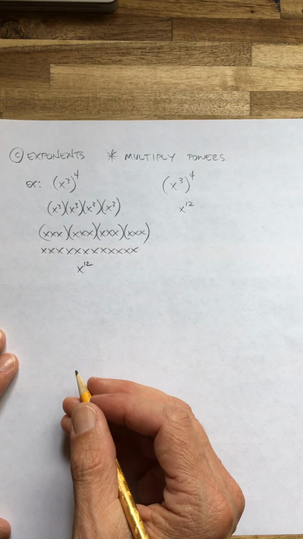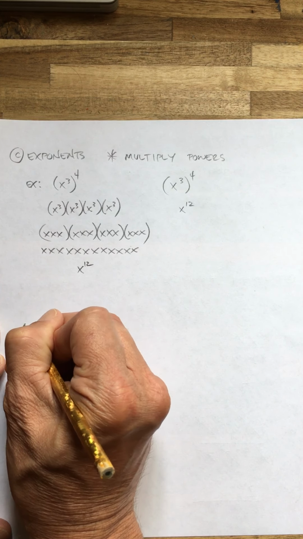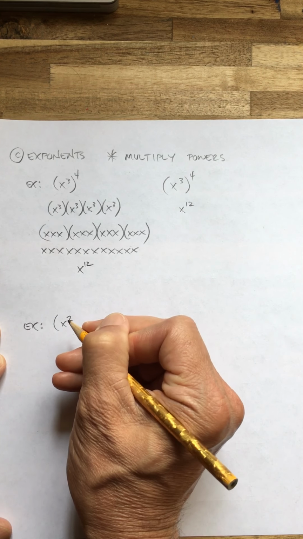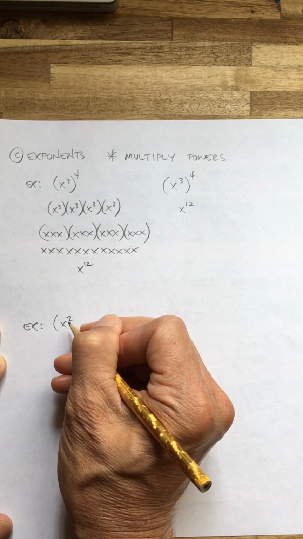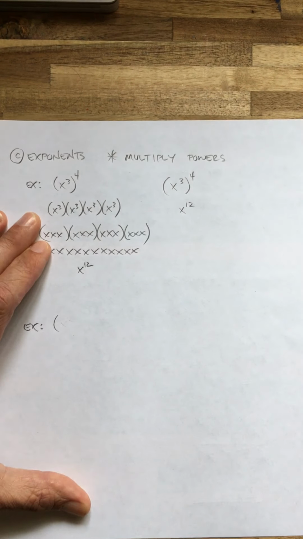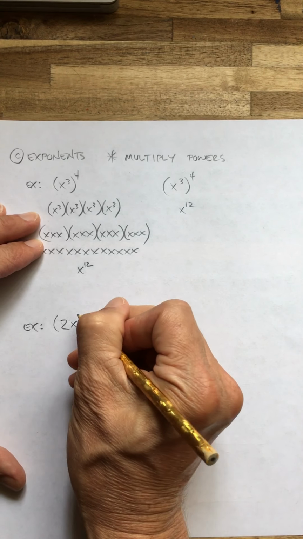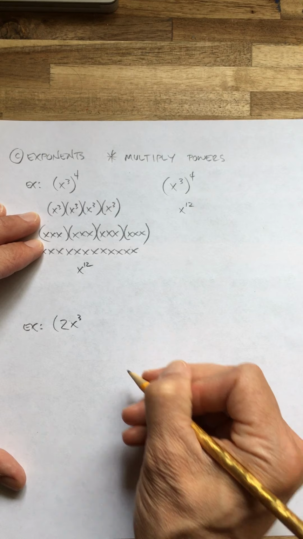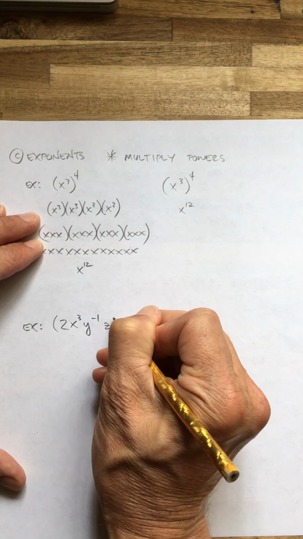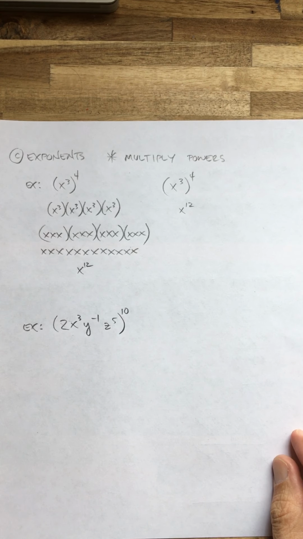All right, let's do a quick example. Sorry, let's do a different one. I'm going to skip to the last one. We have 2 x to the power of 3, y to the power of negative 1, and z to the 5th power, all to the power of 10.